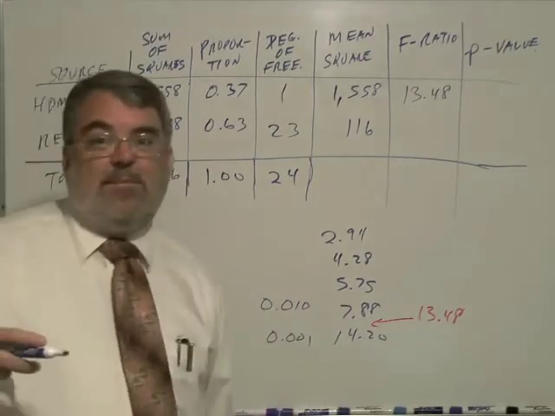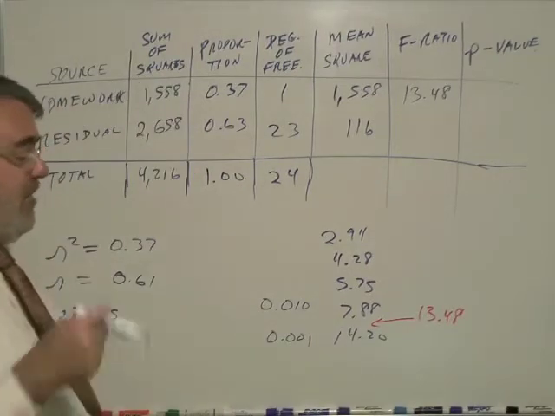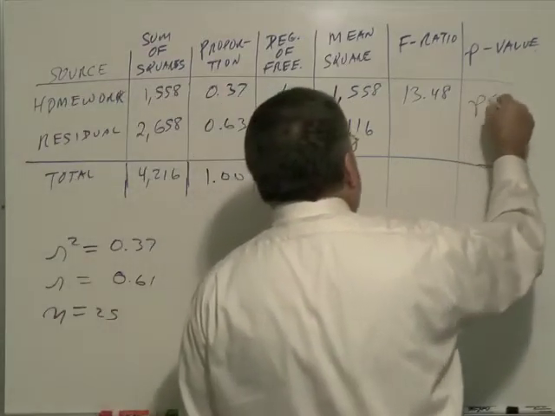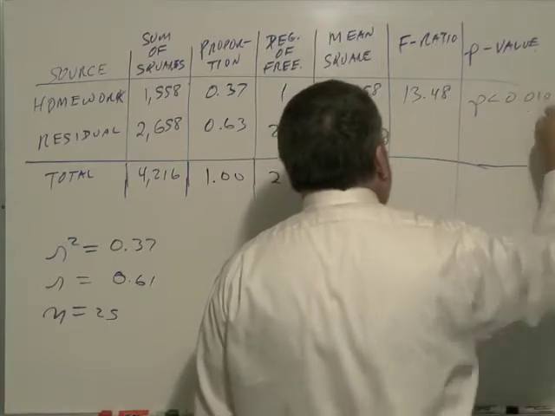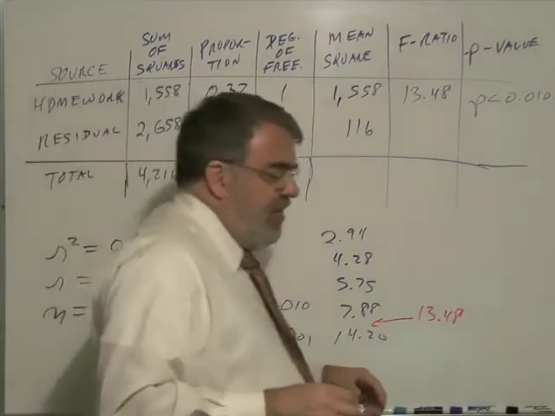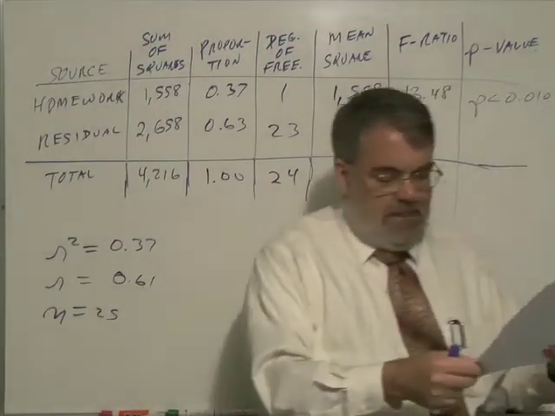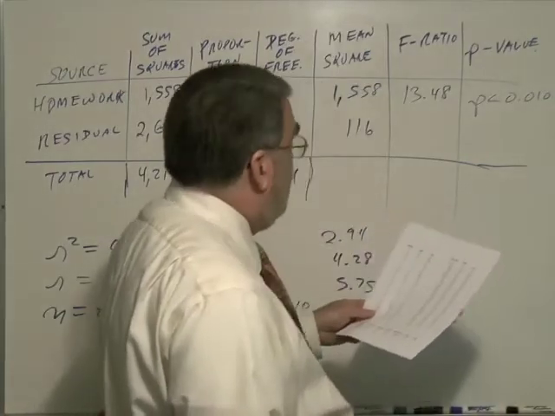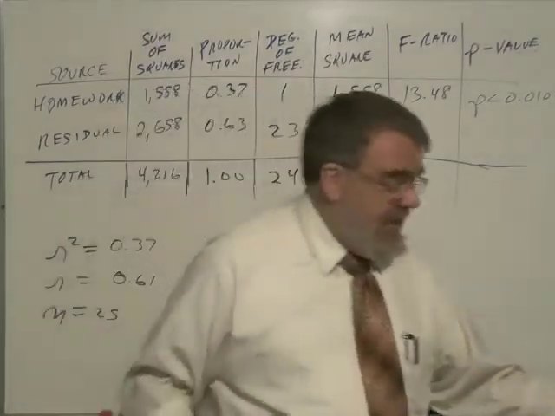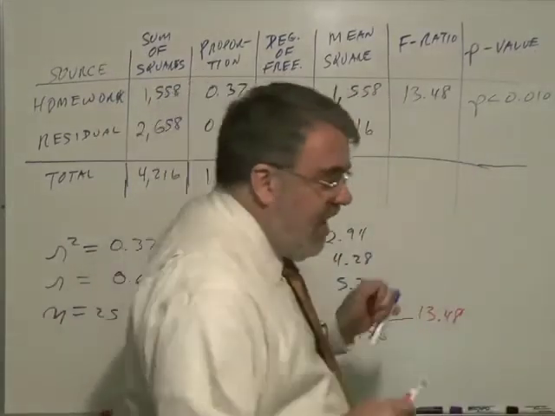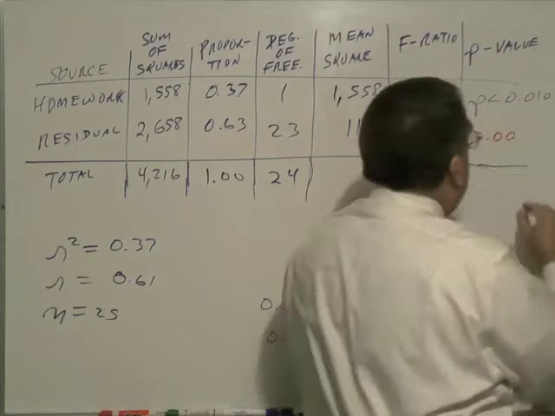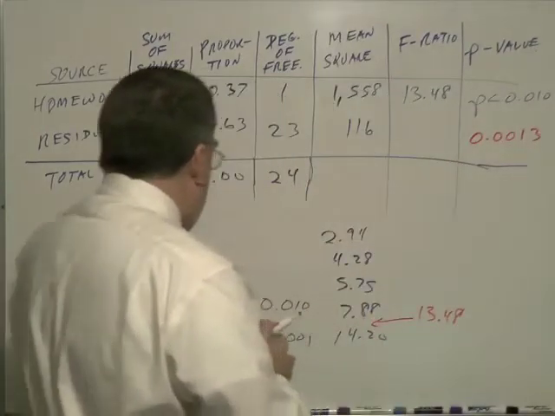We're going to reject the null hypothesis. In other words, we have a significant correlation here, and I would say it's less than 0.01. So p is less than 0.010. So there we go. Now that's the best we could do with that chart. I used Microsoft Excel, a spreadsheet, and it calculated the p-value, and actually my more exact p-value is 0.0013.